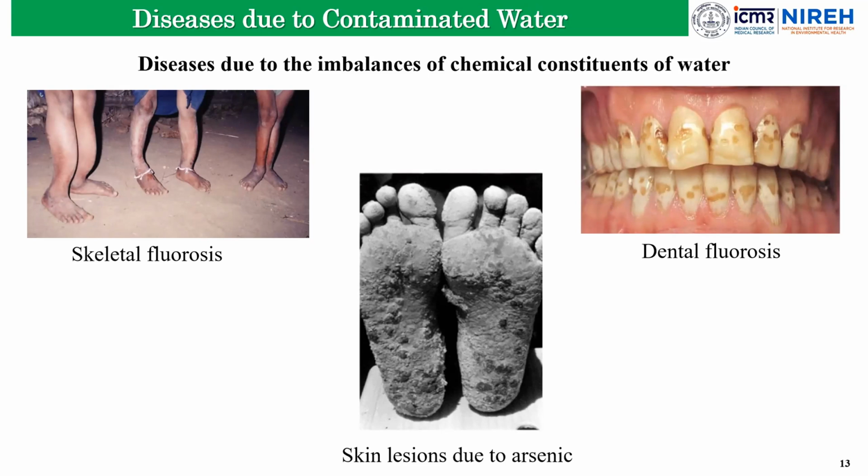Actually, a limited amount of fluoride is also necessary for our body. That is why I am calling it the imbalance, because there has to be a range in which a chemical constituent should lie. If it is beyond that range, either on the lower side or the upper side, it may cause problems. So you have to have the balance of various chemical constituents in the water so that it can be safe and potable.